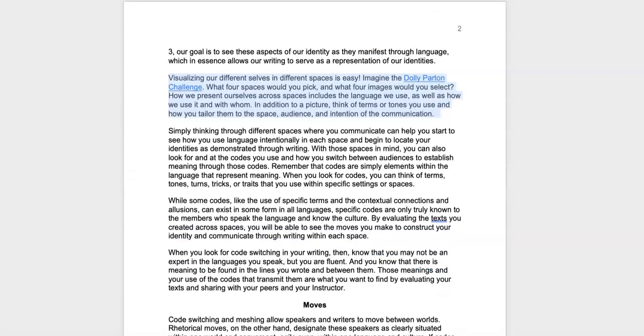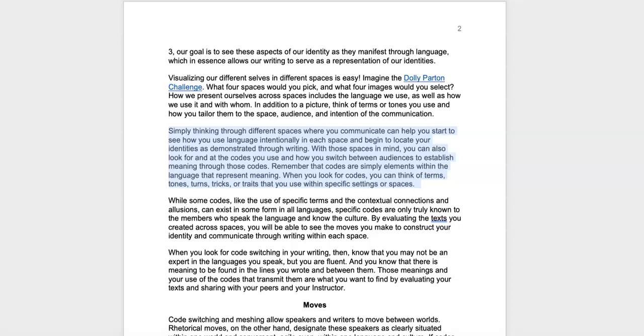Visualizing our different selves in different spaces is easy. Imagine the Dolly Parton challenge. What 4 spaces would you pick, and what 4 images would you select? How we present ourselves across spaces includes the language we use, as well as how we use it and with whom. In addition to a picture, think of terms or tones you use and how you tailor them to the space, audience, and intention of the communication. Simply thinking through different spaces where you communicate can help you start to see how you use language intentionally in each space and begin to locate your identities as demonstrated through writing.